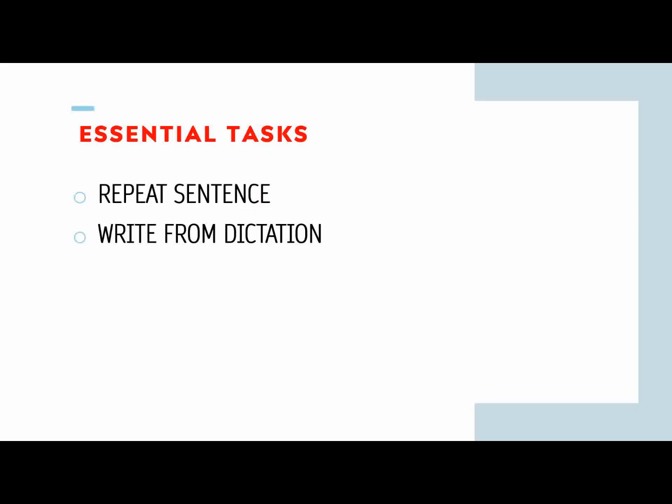So first one is the essential task. If your desired score is between 50 and 80, then the essential tasks for the PTE are repeat sentence and write from dictation. These two tasks are almost similar, but in repeat sentence you have to repeat the sentence, and in write from dictation you will write the sentence. So you can prepare these two tasks simultaneously so that you can improve your score.